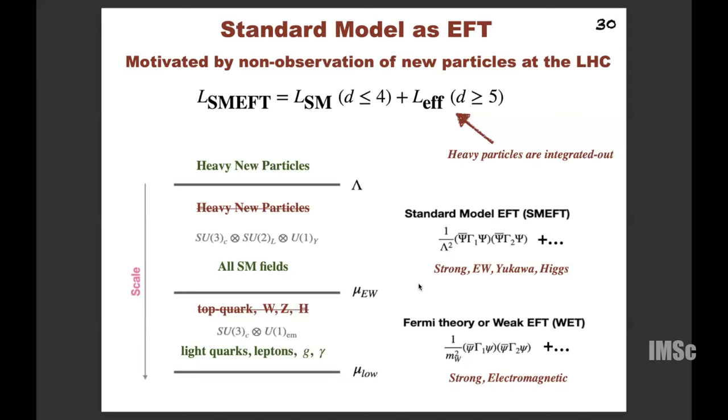Another important difference as compared to weak effective theory is that we have active Yukawa interactions. In the weak effective theory, the top quark is already removed. But in this regime, the top quark is there, and we also have additional Yukawa interactions. This plays a very important role in the dynamics, as you will see tomorrow. We'll have some examples where you see the top quark plays a very important role.